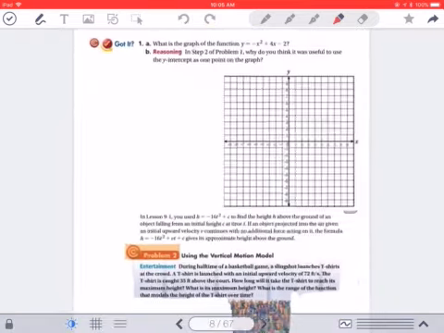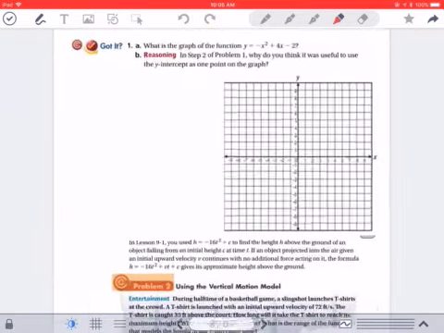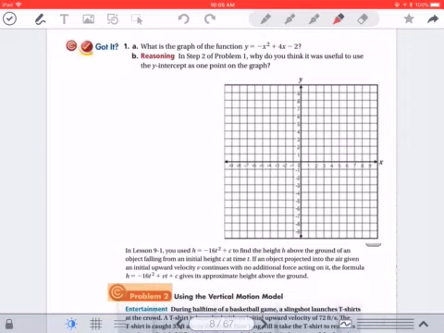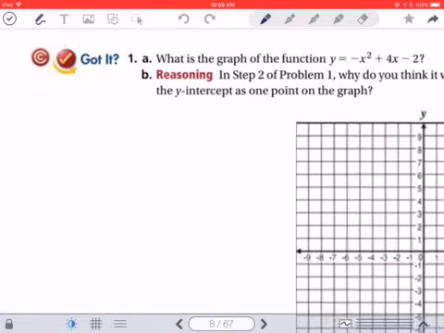Okay, let's look at Got It 1. So I want you to try this one on your own. So try all of those steps and see what you get. So go ahead and pause the video, try those steps. All right, so assuming you paused it, let's do the same thing.